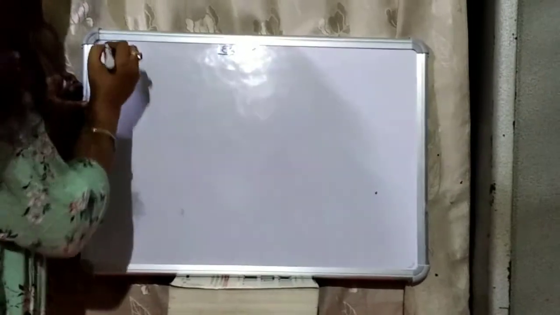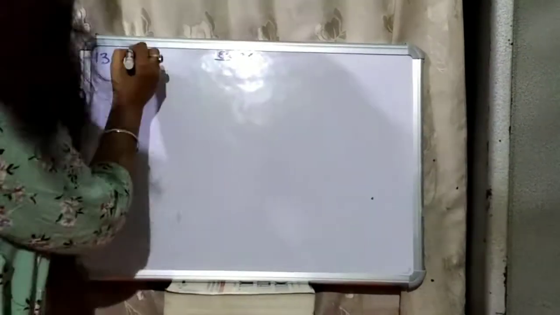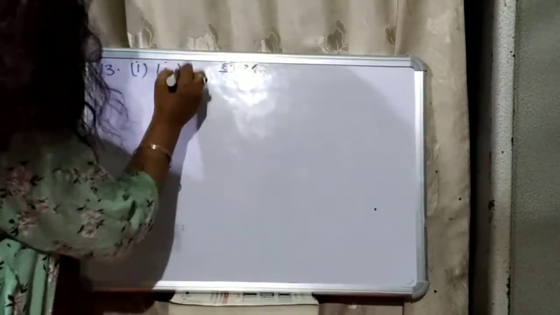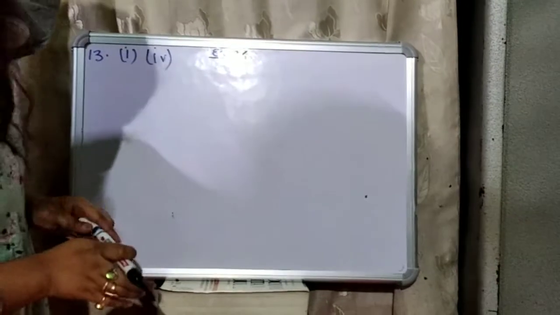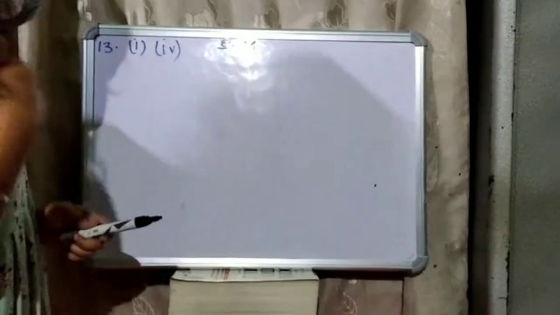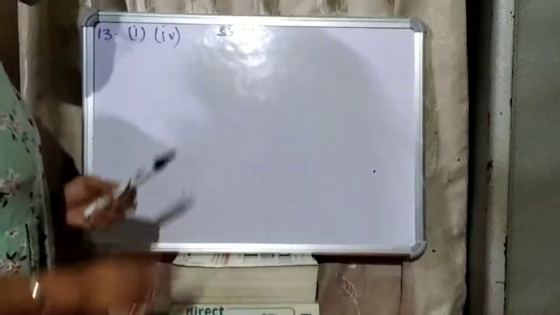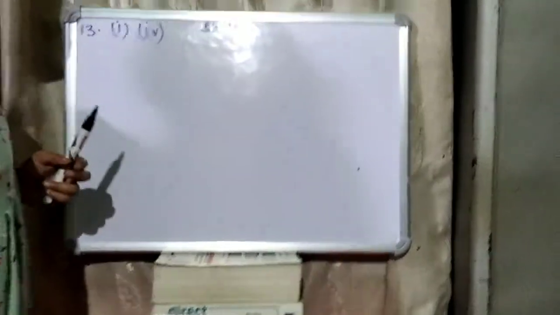Now next question, question number 13. Question number 13, part 1 and part 4 are similar to question number 2, so you can do them at home. This is very easy. You will convert the mixed fraction into a fraction, and after that you will do the division.